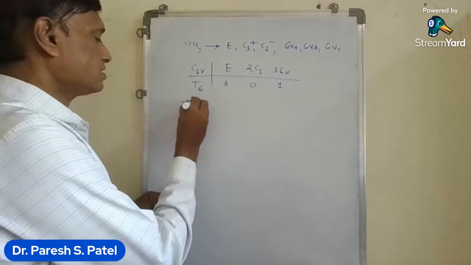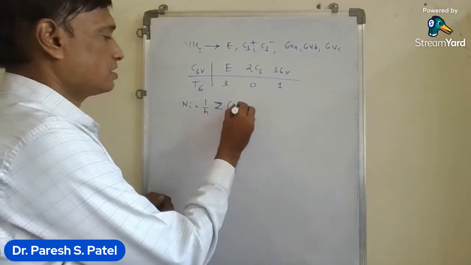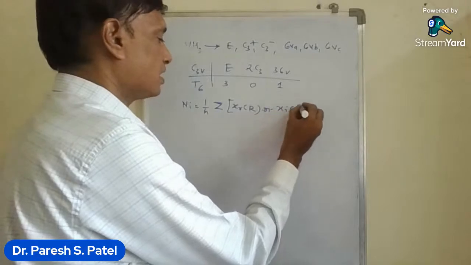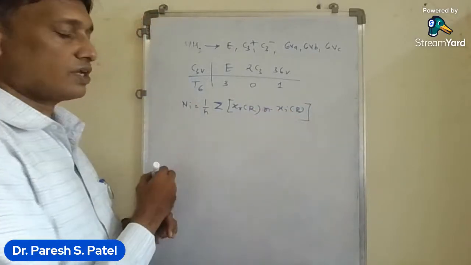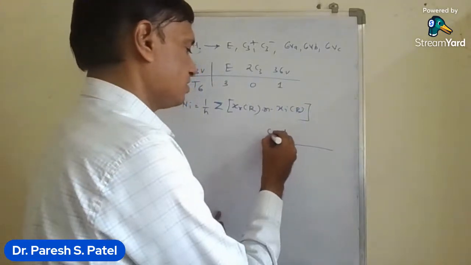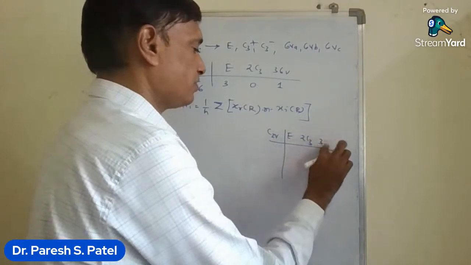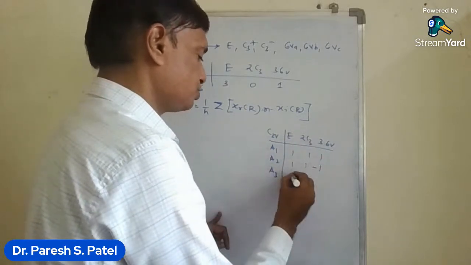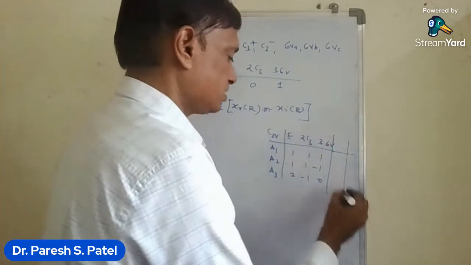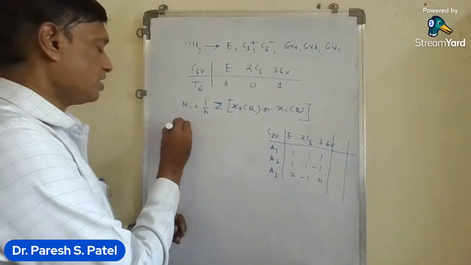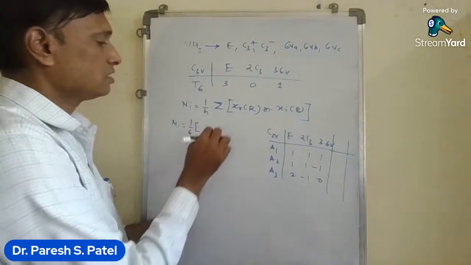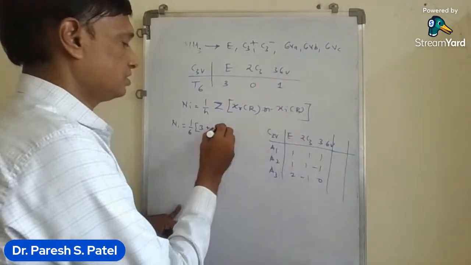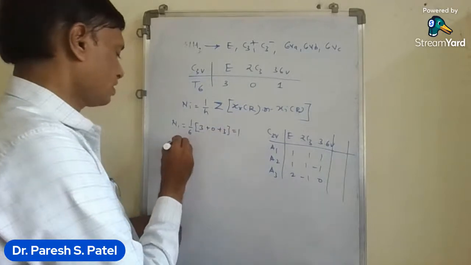So with the help of n i is equal to 1 upon h, sum of the character of the reducible representation into the character of the irreducible representation, in case of ammonia molecule, C3v, E, 2C3, 3 sigma v, A1: 1 1 1, A2: 1 1 minus 1, E: 2 minus 1 0. As well as we have to mention the third portion and fourth portion also. So here n A1 is equal to 1 by 6 into 3 plus 0 plus 3, which is equal to 1. So n A1 is equal to 1.